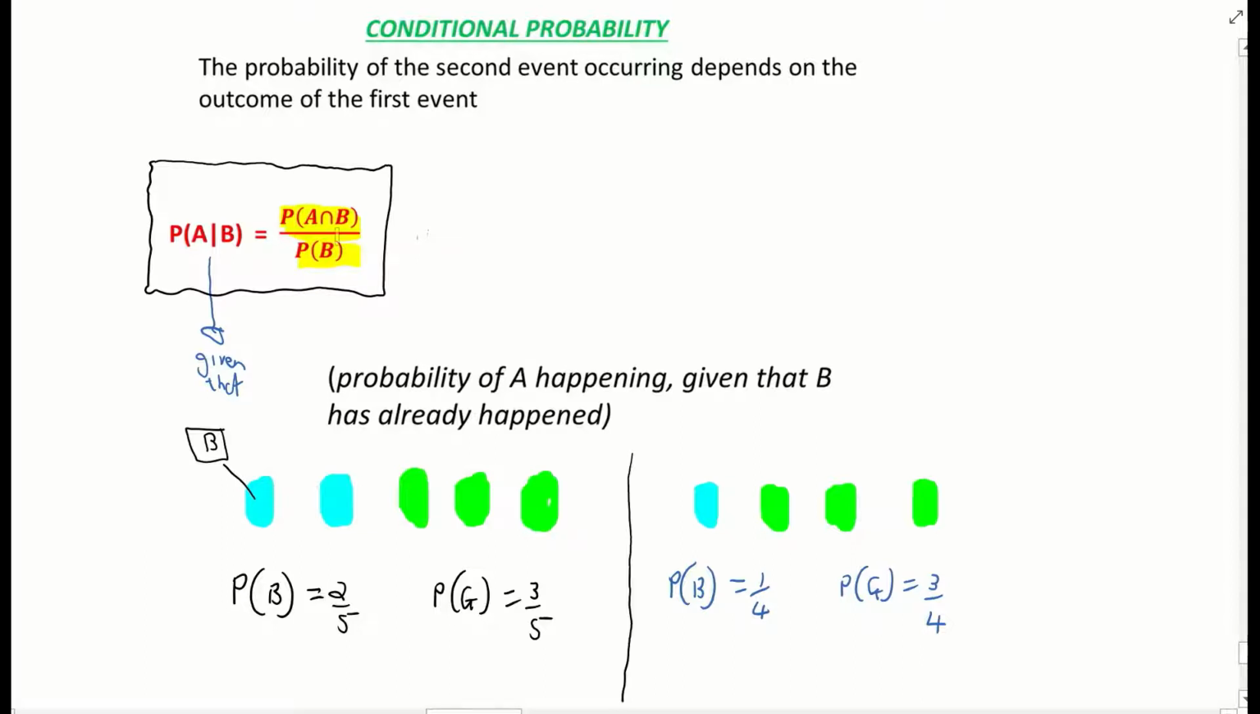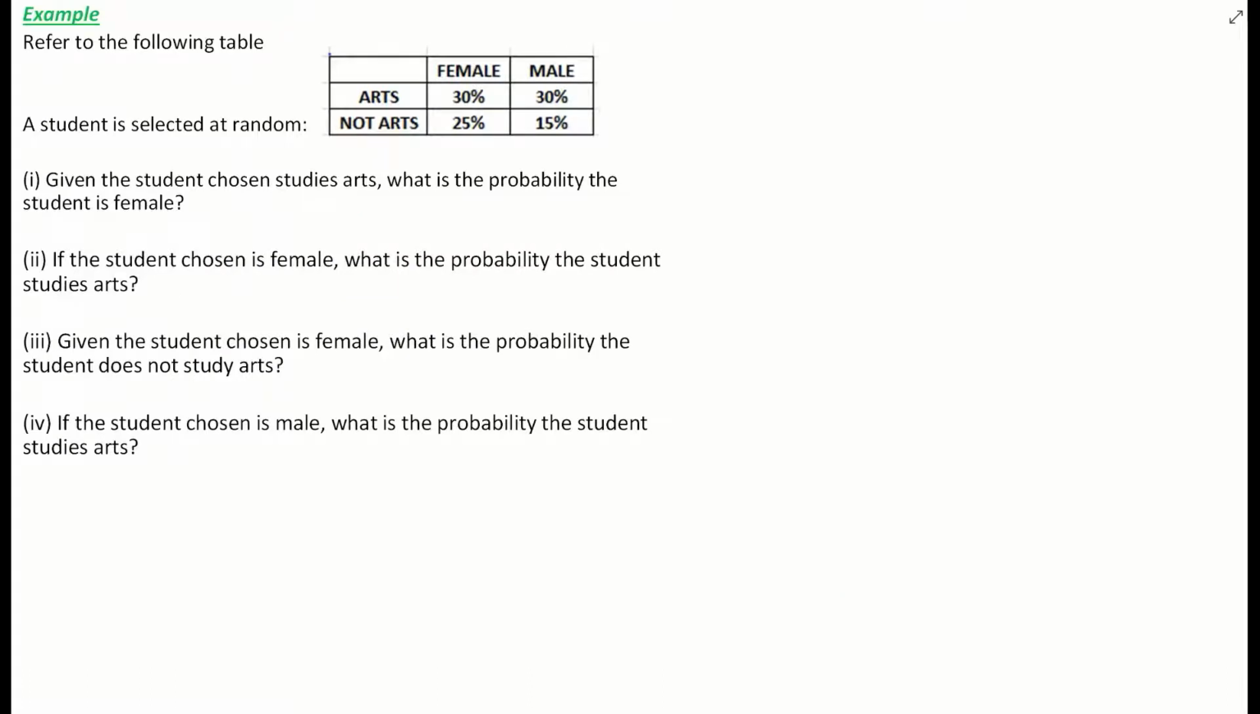Okay, so let's have a look at a more challenging example. In our example here, we're looking at the population consisting of males and females who are studying both arts and not arts. So you can see how it's broken up. For instance, we have 25% of the population are females who do not study arts. So if you add those 4 probabilities together, you get 100% representing all of the pupils in this particular college.